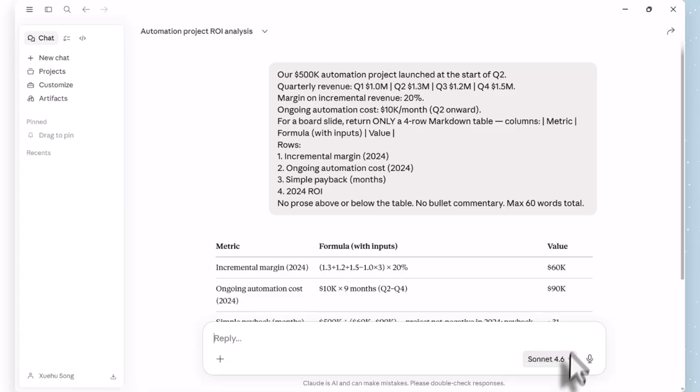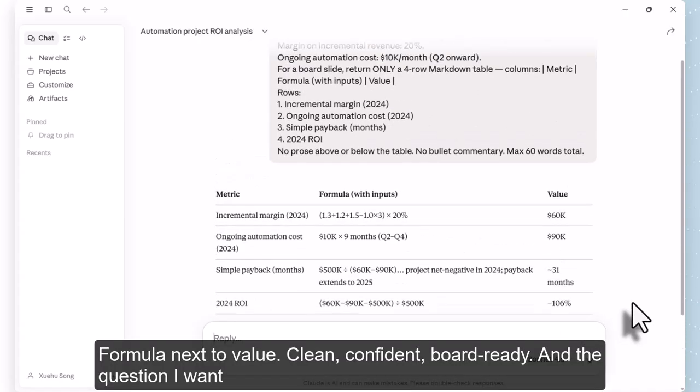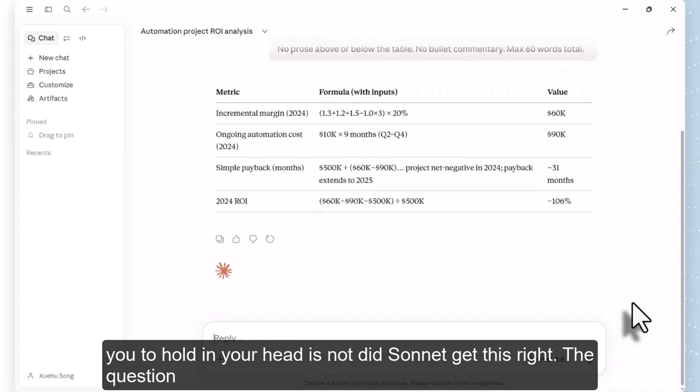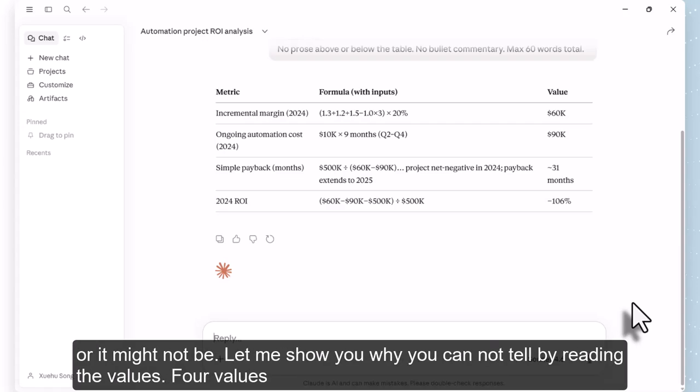4 rows. Formula next to value. Clean, confident, board ready. And the question I want you to hold in your head is not, did Sonnet get this right? The question is, would you catch it if Sonnet got them wrong? Because this table might be perfect, or it might not be. Let me show you why you cannot tell by reading the values.